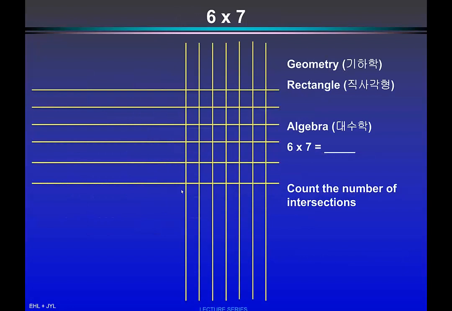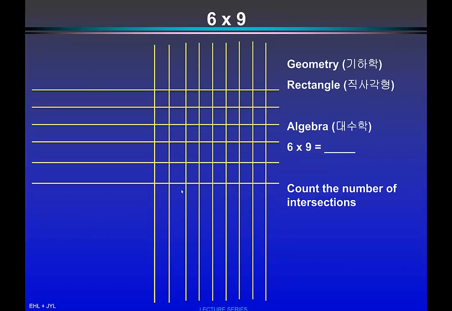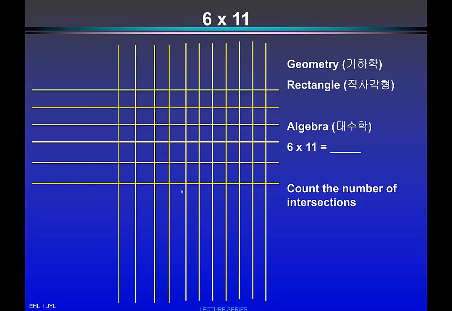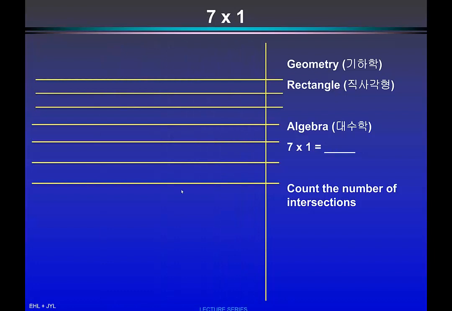And 6 times 7 is 42. 6 times 8 is 48. 6 times 9 is 54. 6 times 10 is 60. 6 times 11 is 66. And 6 times 12 is 72. And then we get to the number 7.